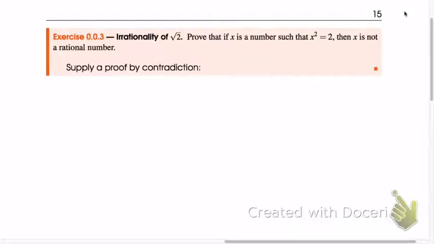So to prove that square root of 2 is irrational by contradiction, let's again take apart the statement of the theorem. X is a number such that x squared is equal to 2 is our premise, our hypothesis, our antecedent, whatever you want to call it. Then, implication, x is not a rational number is our conclusion, our consequent. X is not rational.